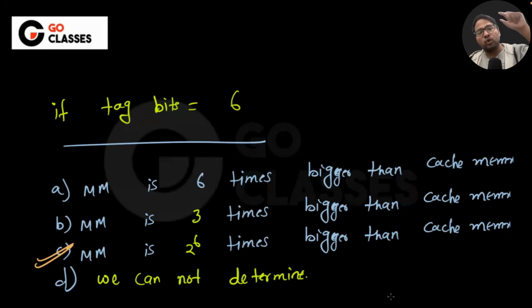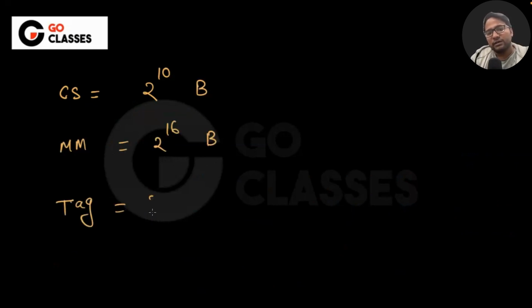If this is 6, then there are 2 power 6 blocks that are mapping to one of the lines, isn't it? So if someone gives you, let's suppose, cache size to be 2 power 10 bytes, main memory size 2 power 16 bytes, and asks you what is the tag field, can you tell me the number of bits in tag? 6 bits, right? Okay.